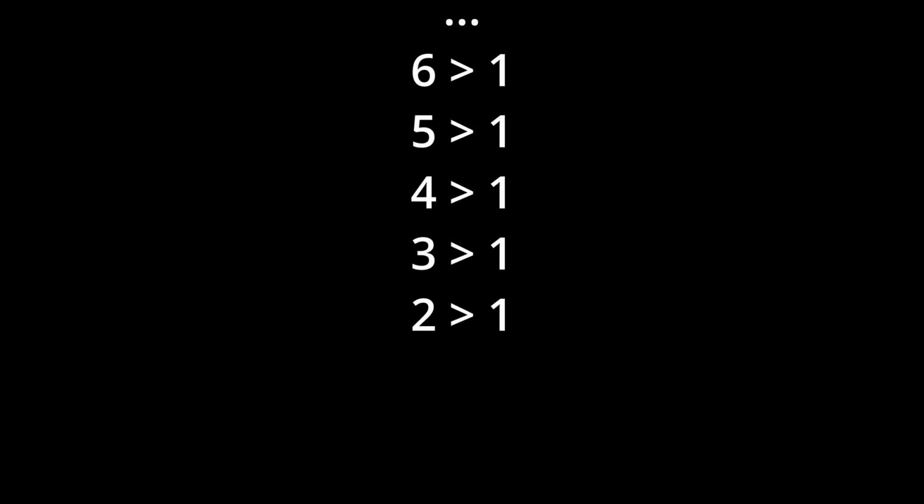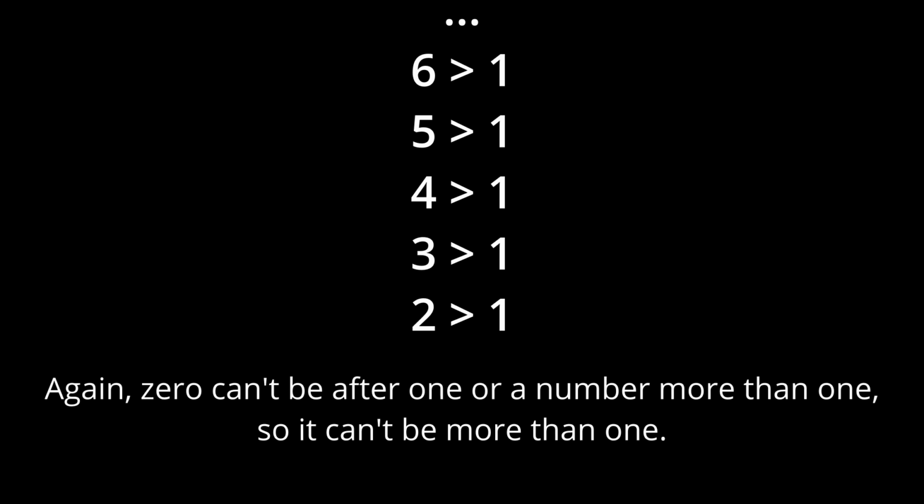2 is after 1, so 2 is more than 1, and 3 is after 2, which is more than 1, so 3 is more than 1. 0 isn't after any other number, so it can't be after 1, or another number more than 1. So 0 isn't more than 1, but every other number is.